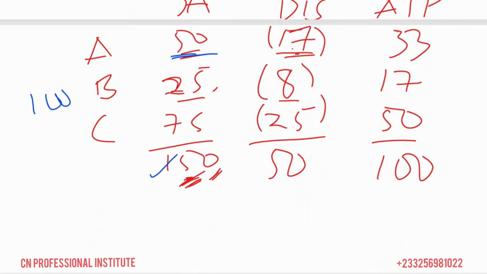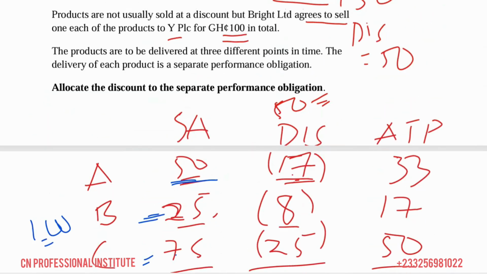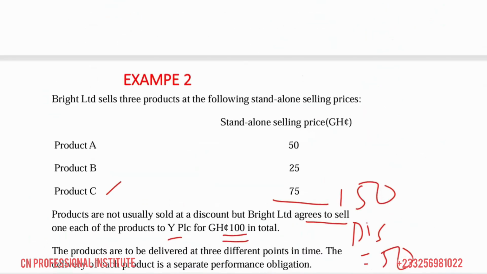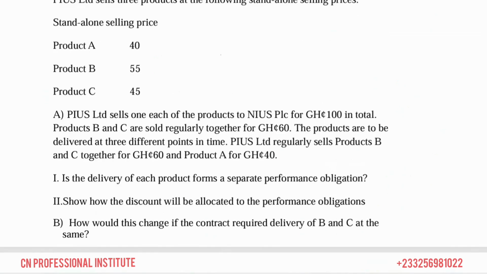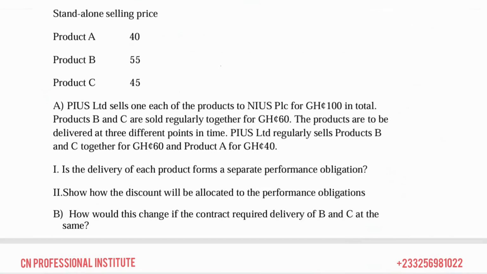So it will be 50 over 150 times the transaction price. Then you come here, 25 divided by 150 times 100. Then you come to C, 75 divided by 150 times 100. That's all. So we can either share the discount or the transaction price. Here, the standard is saying we should share the discount. Then let's go and look at example 1.